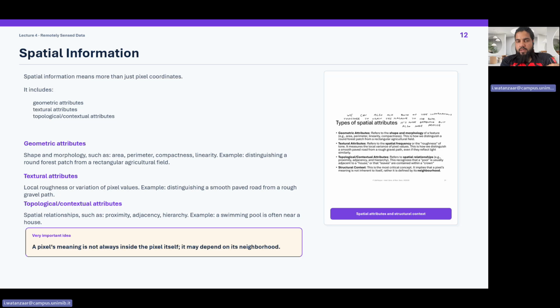And this is really important in spatial information from the sensor, the spatial resolution. A very important idea: a pixel's meaning is not always inside the pixel itself. It may depend on its neighborhood. This is exactly relevant to the topological and contextual attributes. It is not always only what we are looking at inside the pixel, but it may also depend on the effect of the neighborhood, adjacency, or hierarchy. Like in the example of the swimming pool, we know it is often near a house.